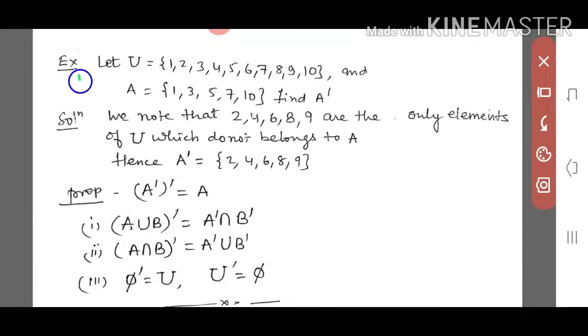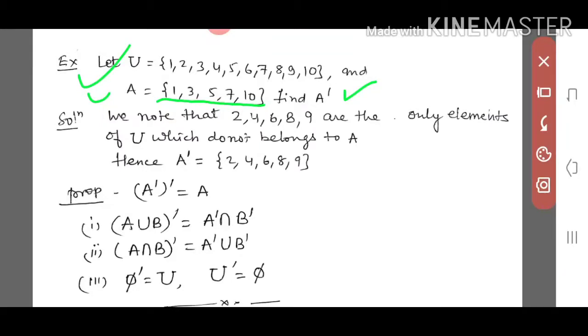Now next, here the universal set is given to you, whose elements are 1, 2, 3, 4, 5, 6, 7, 8, 9, 10. A is 1, 3, 5, 7 and 10. Then you have to find A complement. A complement means you will not write these elements in the universal set. Means 1 belongs to A, so you do not write it.